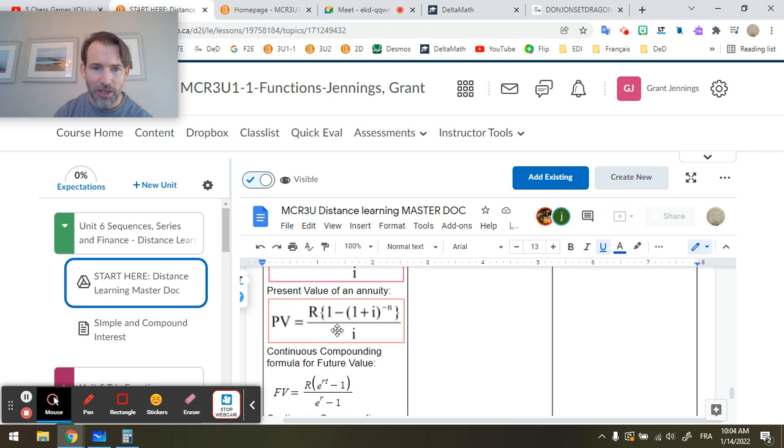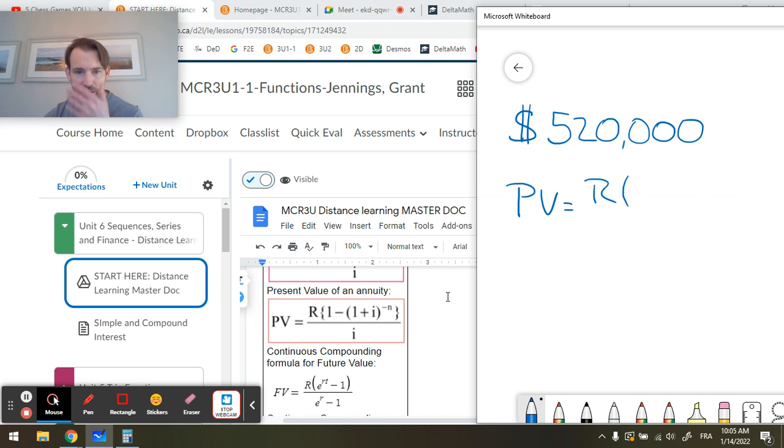Okay, so present value of an annuity. So we have this formula. I want to use our formula instead of their formula. Okay, why do I want to do that? Because I'm a little stubborn. Okay, so present value is equal to R multiplied by 1 minus 1 plus i to the negative n, all divided by i.